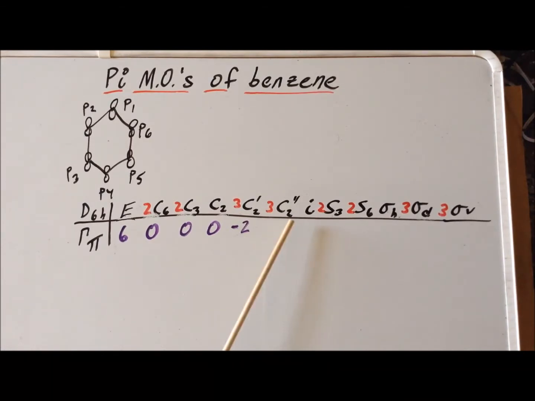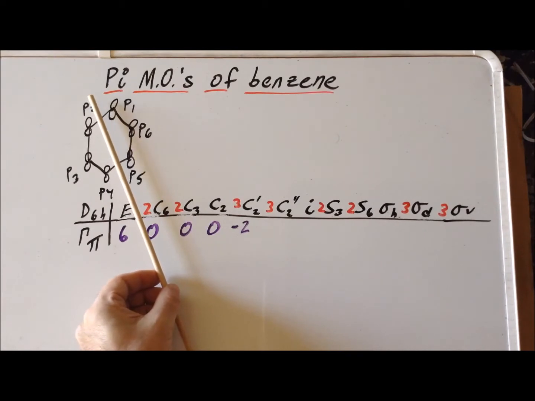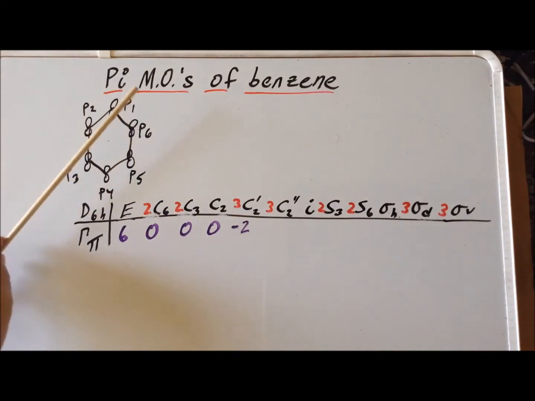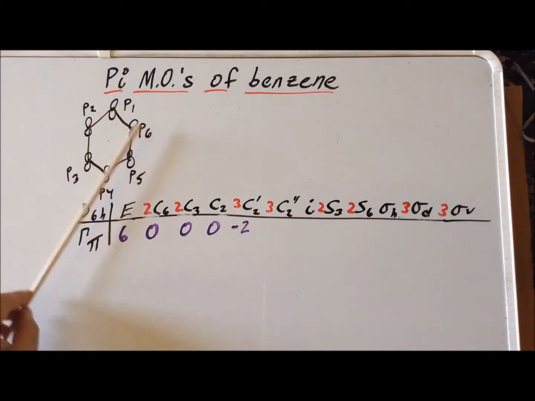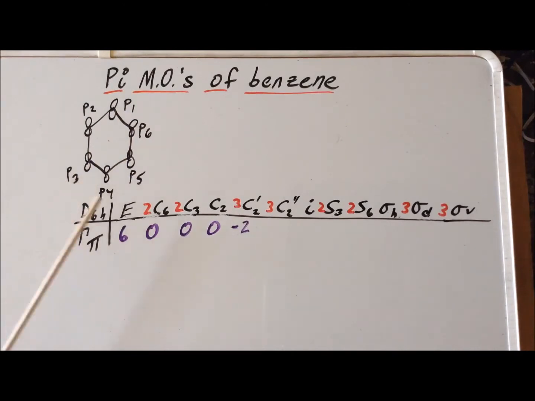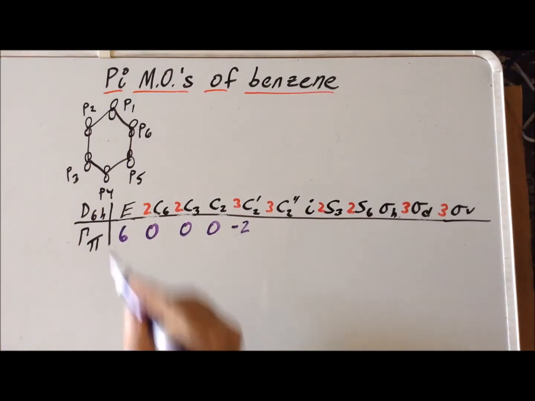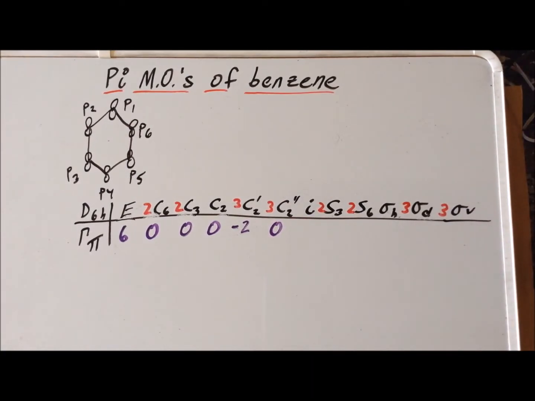For C2 double prime, this is the axis that runs between two carbon atoms. So for example, if we have this particular C2 double prime, it takes p1 into minus p6, takes p2 into minus p5, takes p3 into minus p4. Since all the orbitals move, in addition to changing phase, our character is going to be a 0.